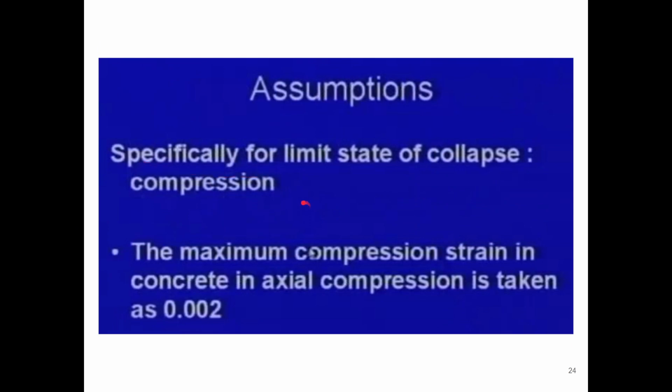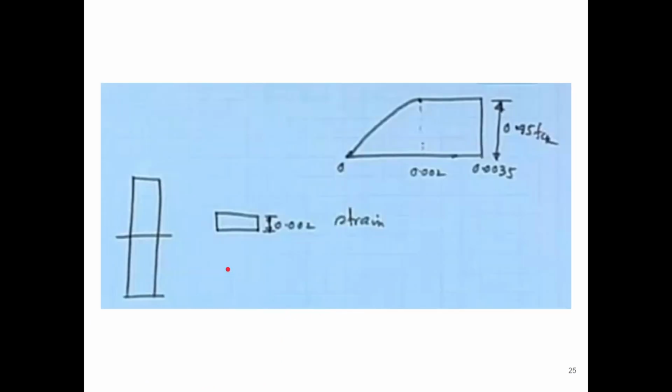And apart from that, there are a few extra cases, as mentioned in IS 456. Specifically for the limit state of collapse in compression, the maximum compressive strain in concrete in axial compression is taken as 0.002. This is written in some clause in IS 456. I forgot the clause number, but it is mentioned in the IS code, so we have to refer to that. Okay, and this is a representative diagram, right?